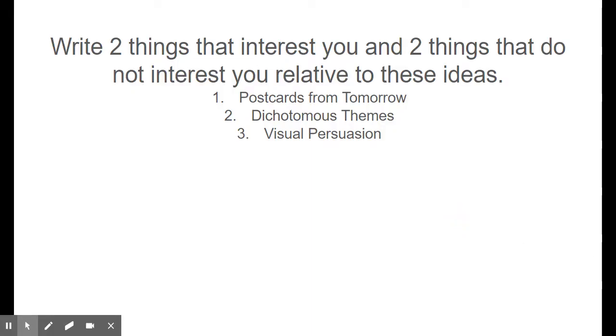So we're going to go through three different theme possibilities. And I'd very much like, in the course of this work, if you would write down two things that do not interest you relative to these ideas and two things that do interest you. And they are postcards from tomorrow, dichotomous themes, and visual persuasion.